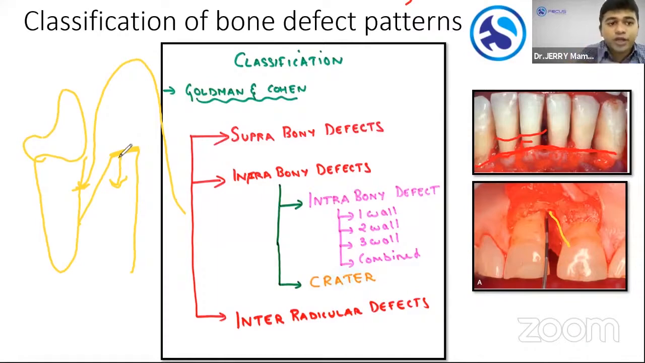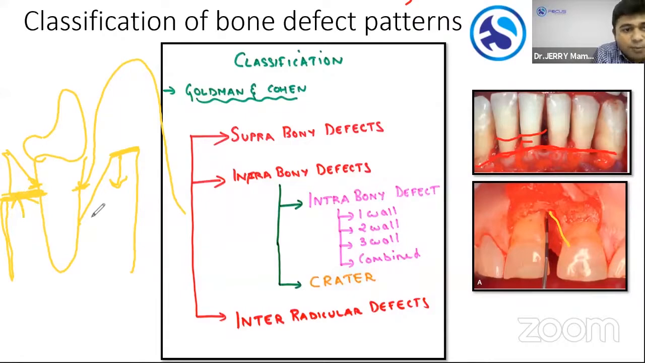When we studied horizontal, what did we study? If I draw horizontal here on this side and the pocket here, the base of the pocket is coronal to the crest of the alveolar bone. Okay, that is a basic difference. Or if you talk in relationship to the bone, the crest of the defect is at the same level as the crest of the alveolar bone.